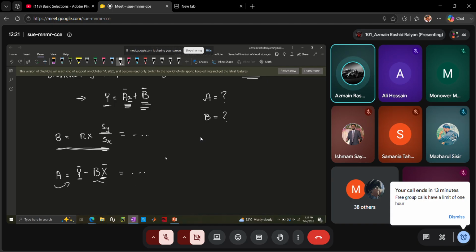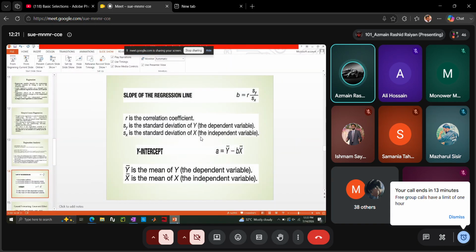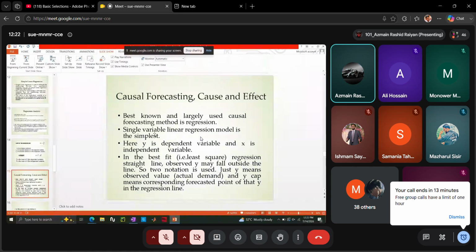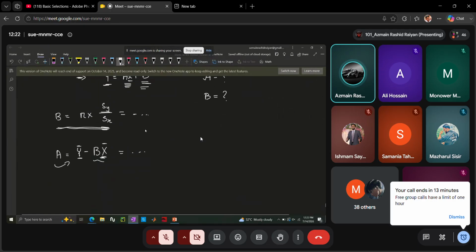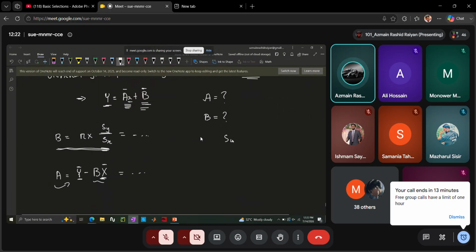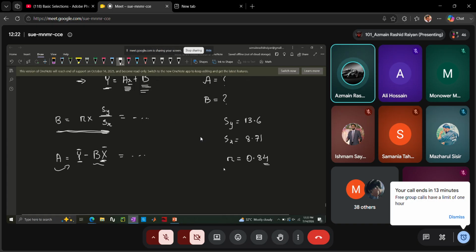So let's go back to our previous problem. In our previous problem, what was the value of sy? The value of sy was 13.6. The value of sx was 8.71. And our value of the correlation coefficient was 0.84. Just plugging in these values, someone please tell me what the value of b will be.